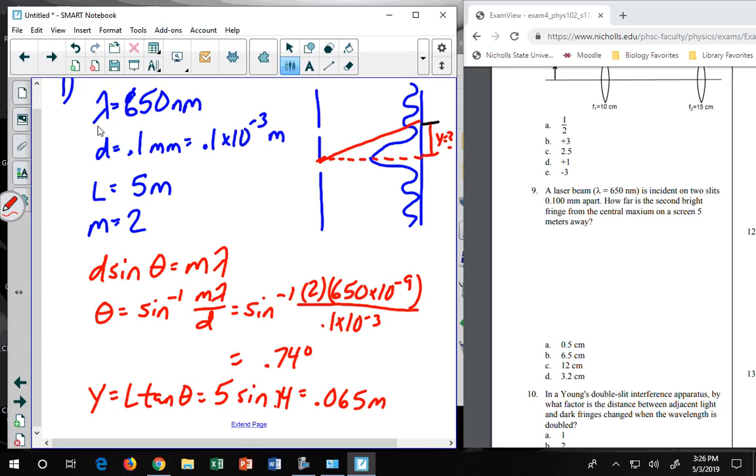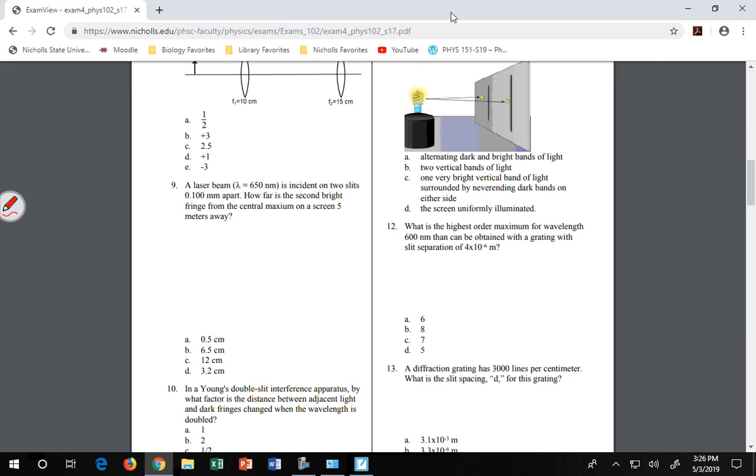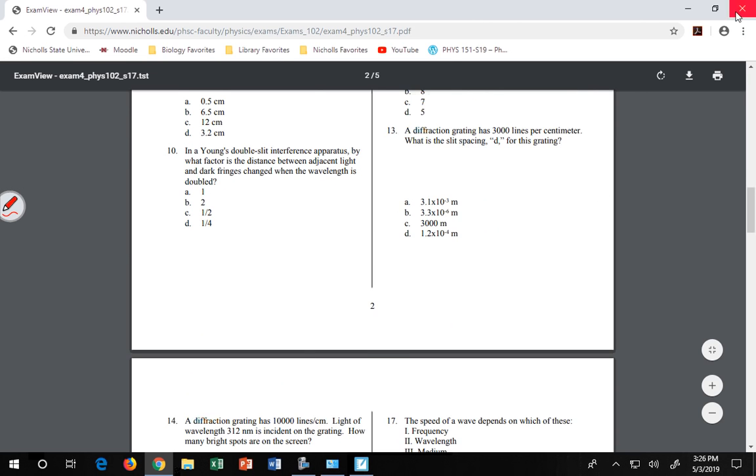So will you give us L? I'll give you L, yeah. It'll be identical to this problem, except instead of being a double slit, it's going to be a diffraction grating. And in order to find that, let me show you, there's another problem on here. That's that kind of problem. Look at this number 13 over here.